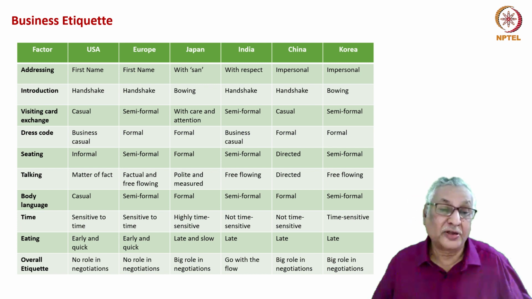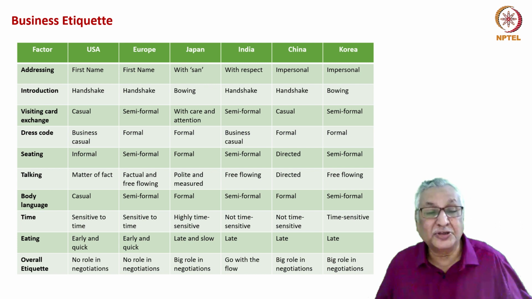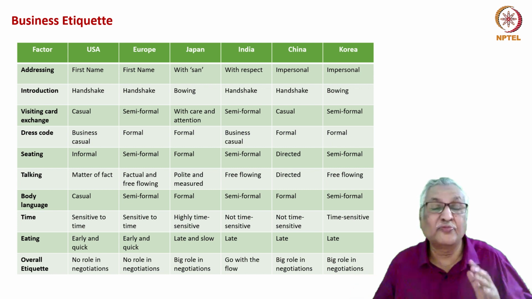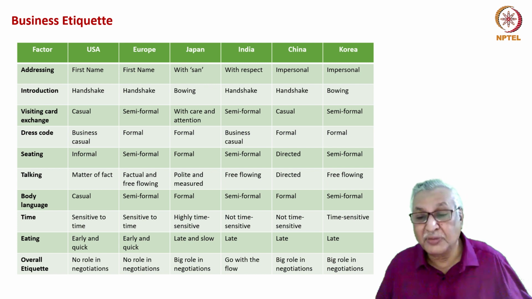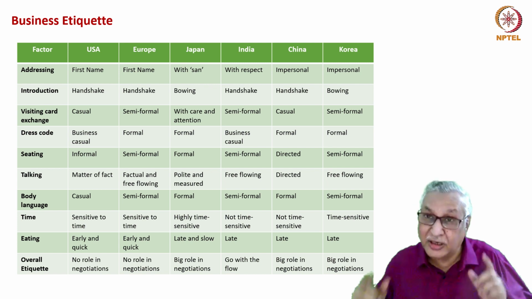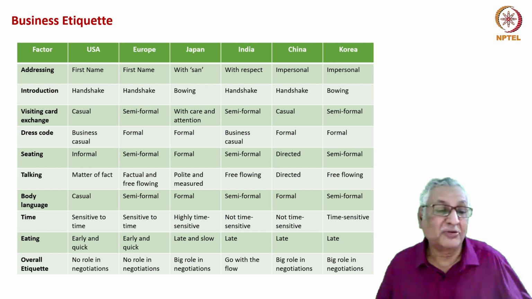Body language of a US based negotiator is very casual. European, semi formal. Japan, quite formal, quite measured, following the nationalistic rules of how people should interact. India, semi formal. China, again, formal but controlled. And Korea is semi formal.